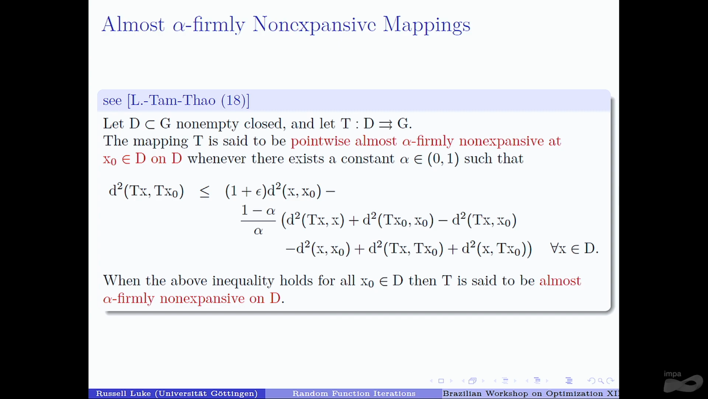So now, how do you parse this? The important stuff, forget about this for a second. Get rid of that. You have 1 plus epsilon times D squared. What you have here is Lipschitz continuity of T. But it's one-sided Lipschitz continuity because we're searching over all x in this set, but the x-naught is staying fixed. So this is one-sided Lipschitz continuity, or if you like, calmness. And the Lipschitz constant is 1 plus epsilon. Epsilon is a violation of non-expansiveness.